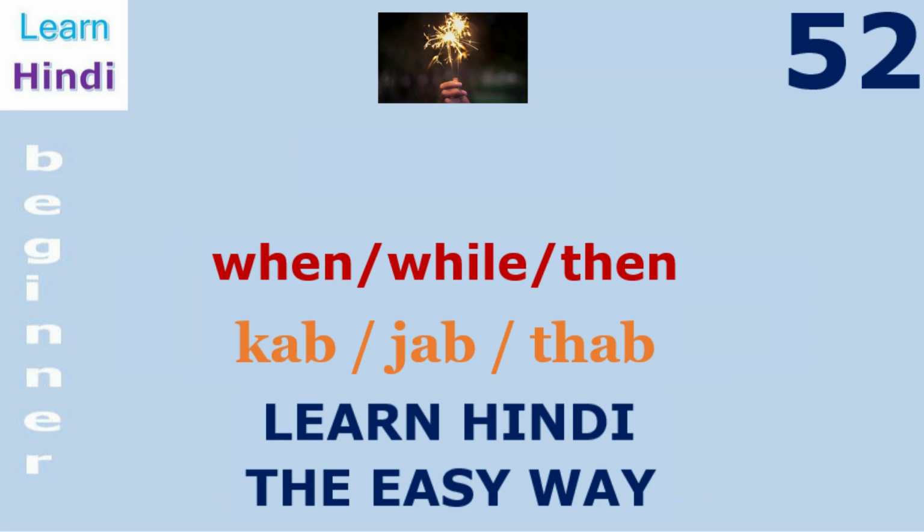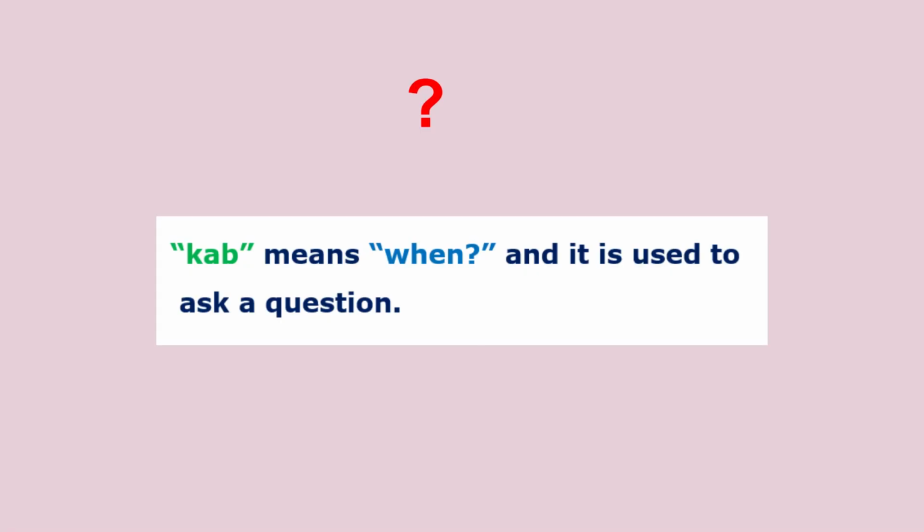In this video, we're going to learn three very important words, that is kab, jab, and tab, which roughly translates to when, while, then. First, let us see the word kab. Kab means when, and it is used to ask a question.